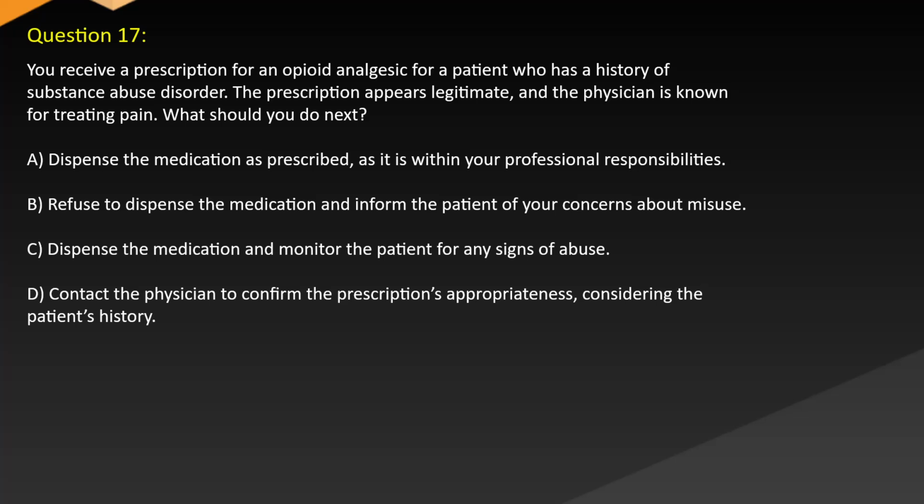Question 17. You receive a prescription for an opioid analgesic for a patient who has a history of substance abuse disorder. The prescription appears legitimate, and the physician is known for treating pain. What should you do next?